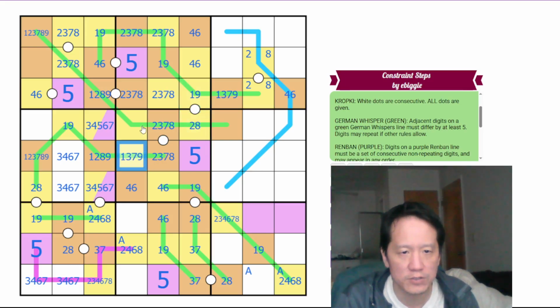So this can't be yellow 2, 8. This is yellow 1, 3, 7, 9. This can't be the yellow 1, 9 because of that yellow 1, 9, so this is the yellow 3, 7, which means this can't be yellow 3, 7. This is the yellow 1, 9.